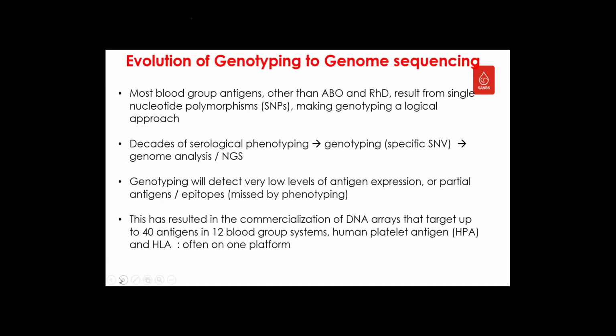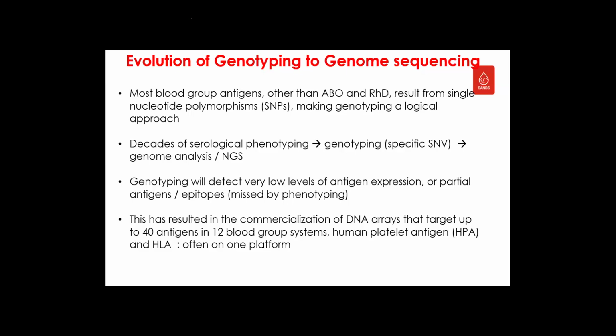So why is genotyping so useful? The main reason, and what one needs to understand, is that most blood group antigens, other than ABO and RhD, result from a single nucleotide polymorphism. So it's just the change of one nucleotide. Therefore, if you can detect these SNPs, you can make genotyping a logical approach, because it's like reading the DNA and just trying to pick up this SNP.